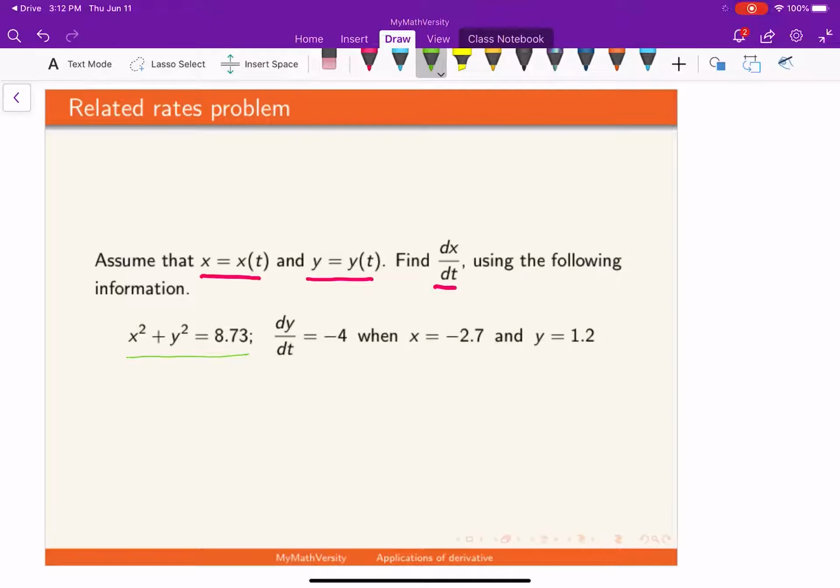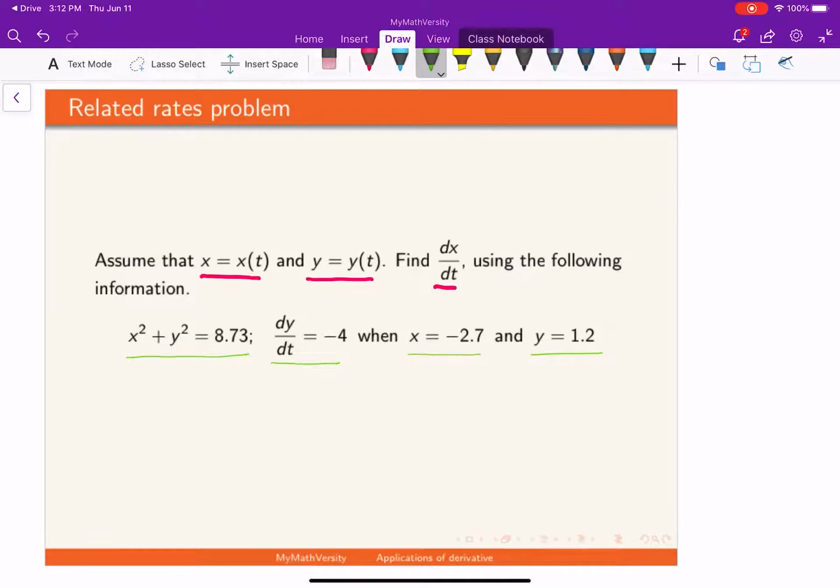So we have a relationship between x and y, and we are also given the rate of change of y with respect to t, which is -4. And that rate of change is true only when x equals -2.7 and y equals 1.2.